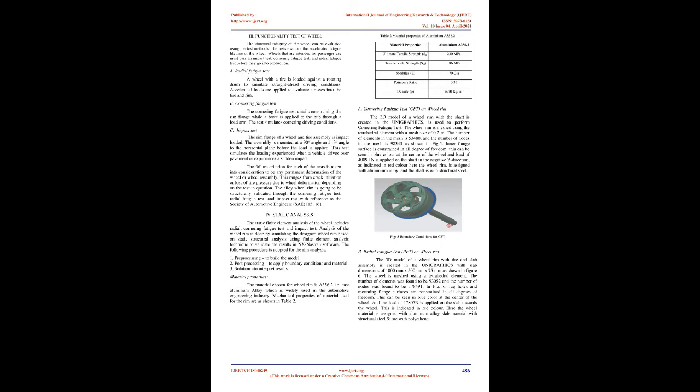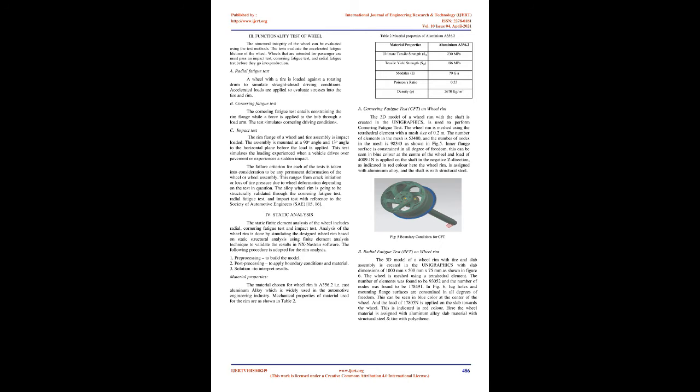C. Impact test. The rim flange of a wheel and tire assembly is impact loaded. The assembly is mounted at a 90 degree angle and 130 degree angle to the horizontal plane before the load is applied. This test simulates the loading experienced when a vehicle drives over pavement or experiences a sudden impact.